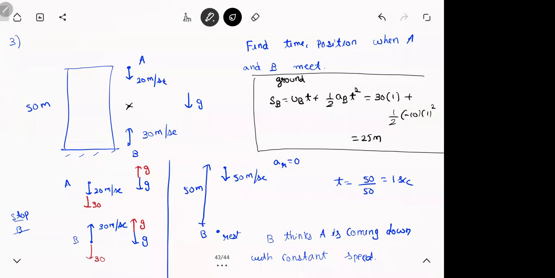Because see, when I ask you where will they meet, you have to come back to the ground frame. You can't do it in the relative frame. So relative frame is useful for finding time. Remember that. If you want positions, come back to the ground frame. Use that time to get the position back. So B, U is up, G is downwards. So UT plus half AB T square, AB is minus G. You got 25.